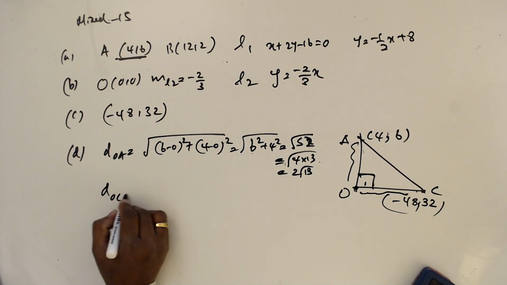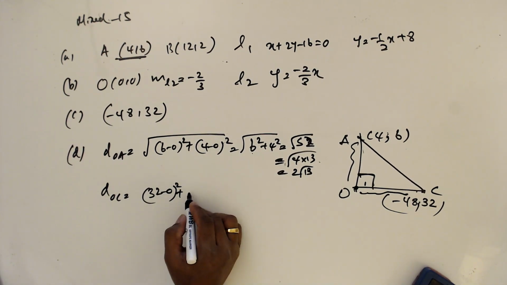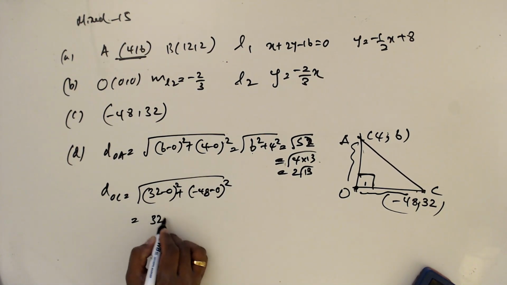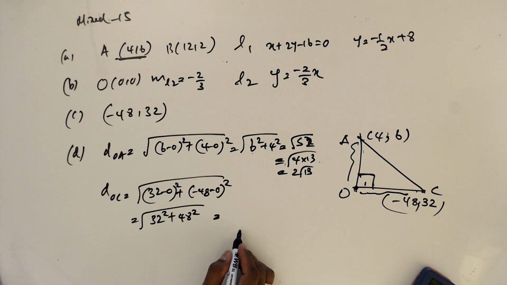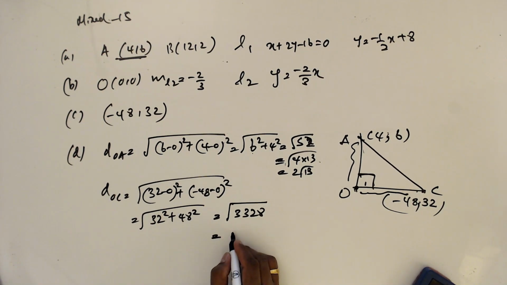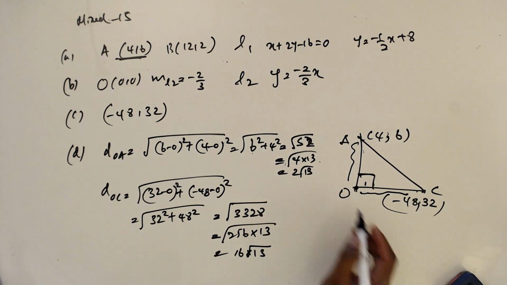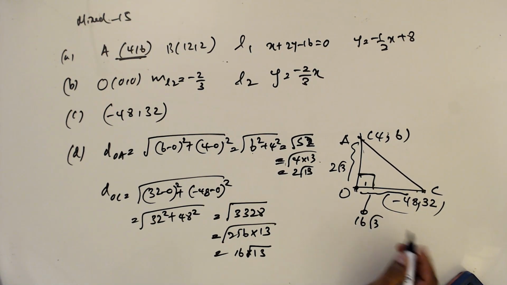Then OC equals the square root of (32 minus 0) squared plus (minus 48 minus 0) squared. This is the square root of 32 squared plus 48 squared. I need to use the calculator. So this is going to be the square root of 3328. You can also simplify it as 256 times 13. It means 16 times the square root of 13. Now this distance is 2 square root 13. This distance is 16 square root 13.